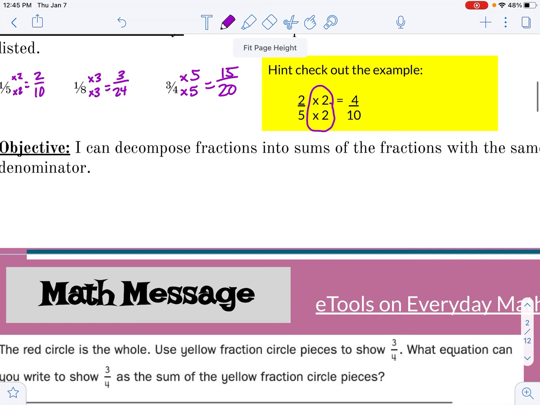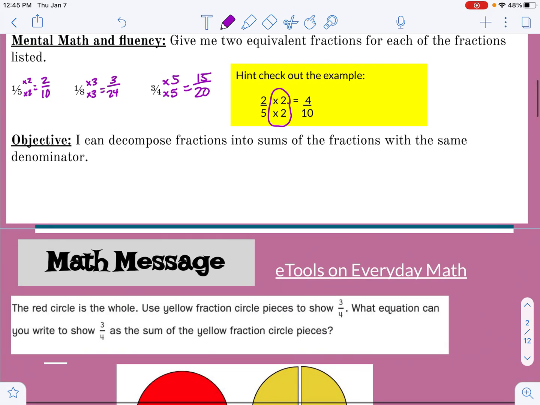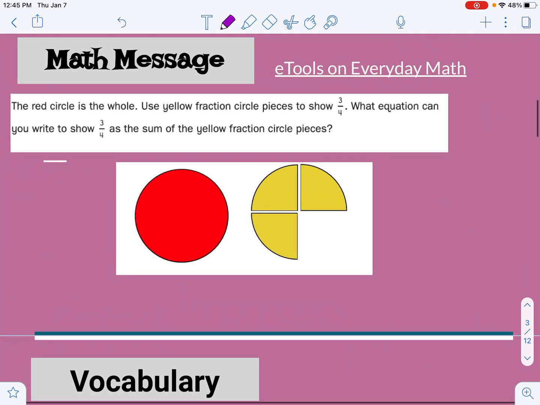So our objective today is we can decompose fractions into sums of fractions with the same denominator. So we won't be using different denominators, just the same denominators. All right. The red circle is the whole, this circle here. Use our fraction circle pieces to show 3/4. What equation can we write to show 3/4 as the sum of the yellow fraction circle pieces?